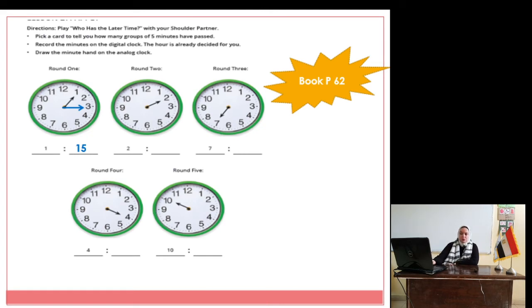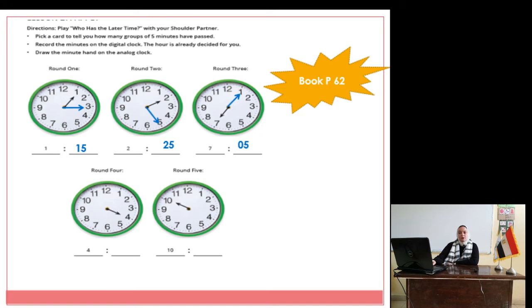In the next picture we are going to draw the long arm on 5. So to get the minutes, make 5 times 5. So it will be 25. So the time is 2:25. In this round 3 we are going to put the long arm on 1. Okay, so 1 times 5 equals 5. So the time is 7:05.